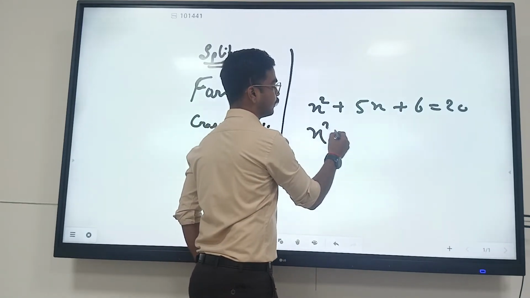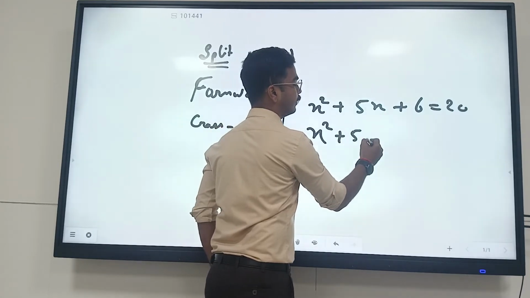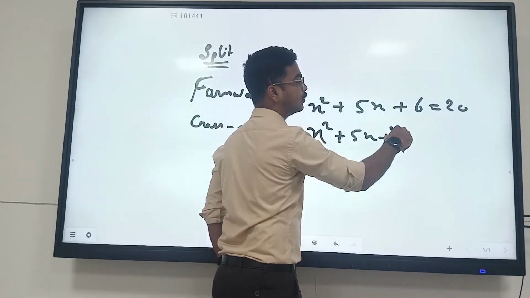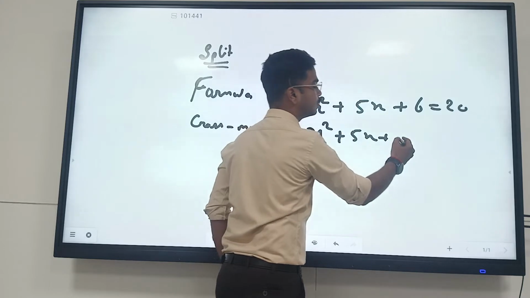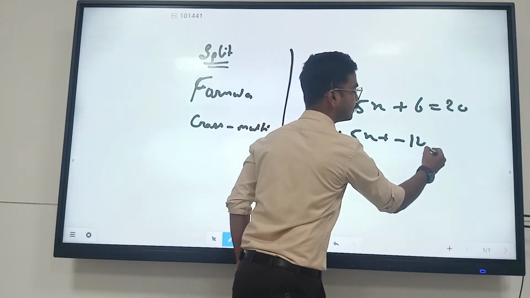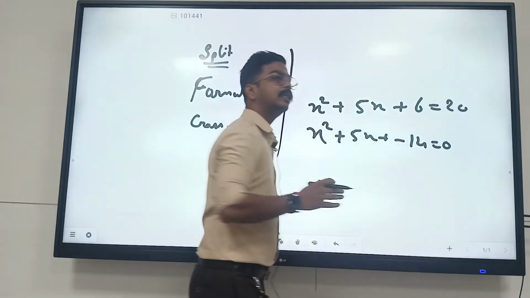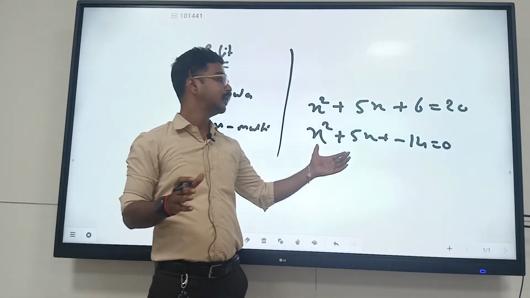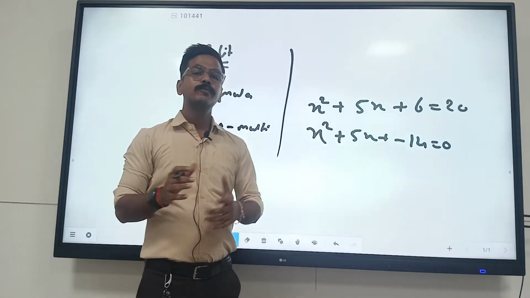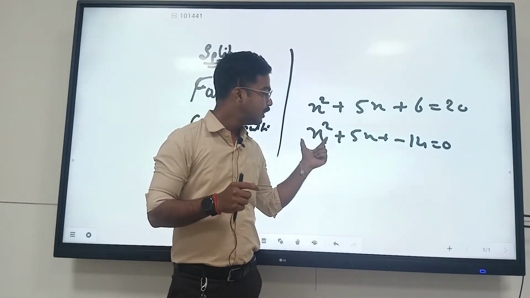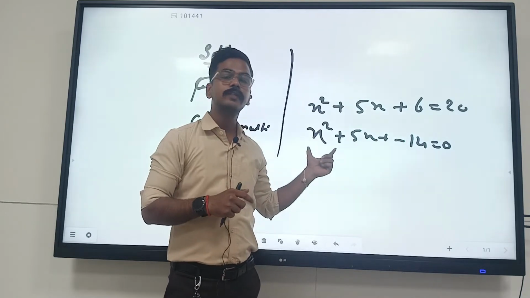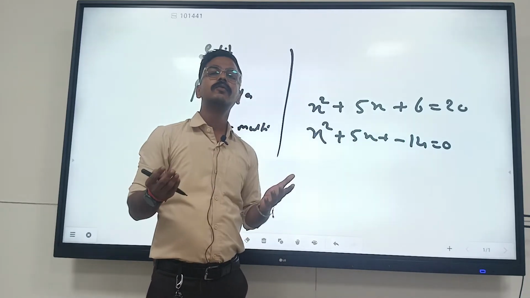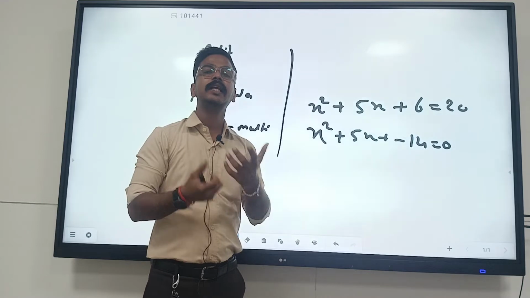Let's see this. x square plus 5x plus 20 will be coming to the right hand side, it will become minus 20, so it will be minus 14 equal to 0. Now it is looking like a standard quadratic equation. Firstly, there will be some zeros or roots of this equation, but I don't want to find the roots, I want to find the nature of roots.